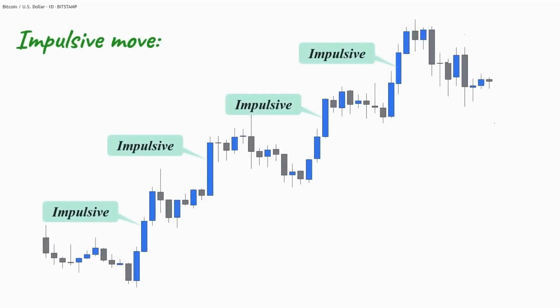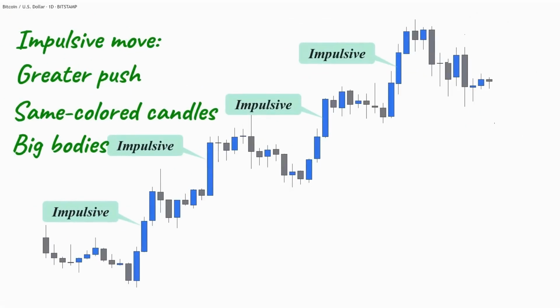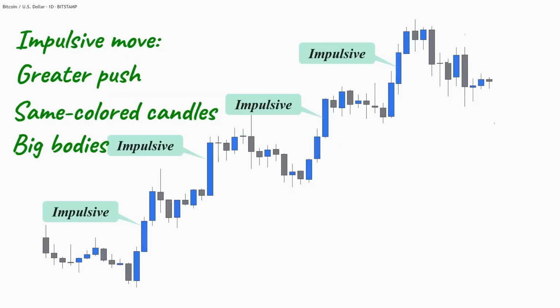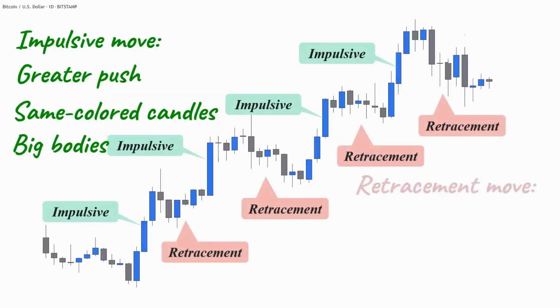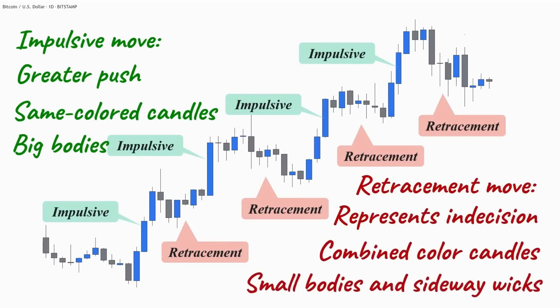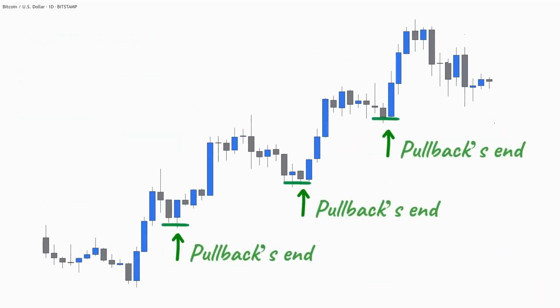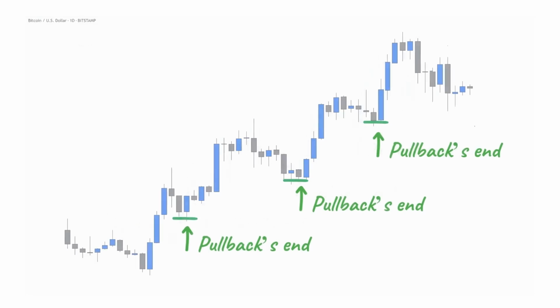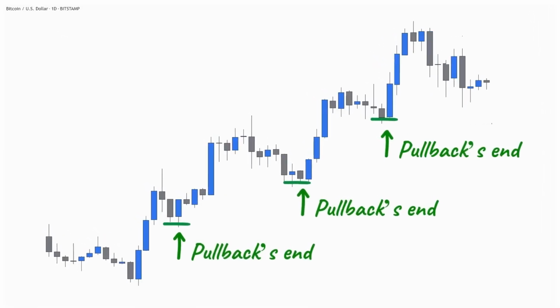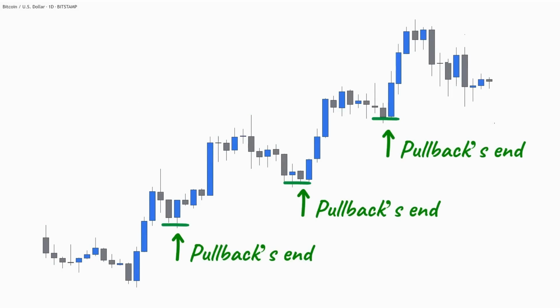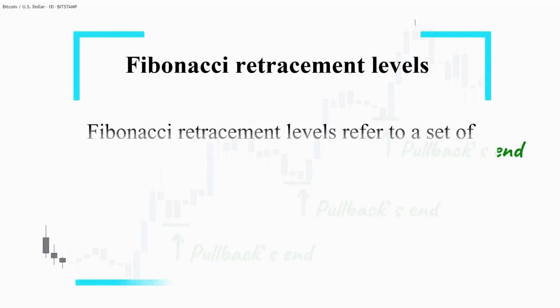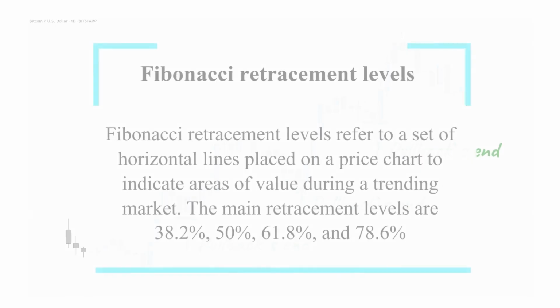Impulsive waves often push the price to a greater distance with momentum, and they have same-colored candles with big bodies. On the contrary, retracements represent a form of indecision on the chart with combined color candles with small bodies and sideways wicks. Identifying the end of a pullback and the start of an impulsive move could be highly profitable, as it enables us to capitalize on potential buying or selling opportunities in the market. This is where Fibonacci retracement levels come into play.